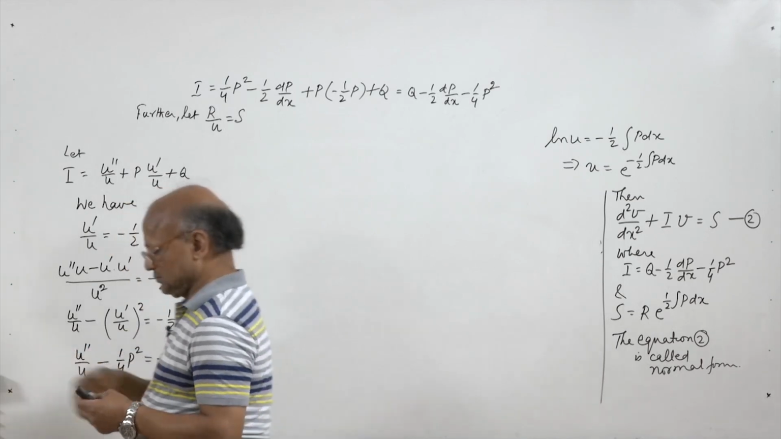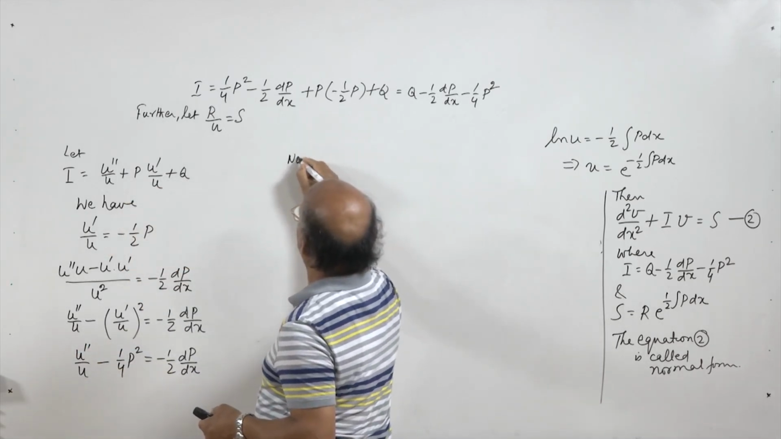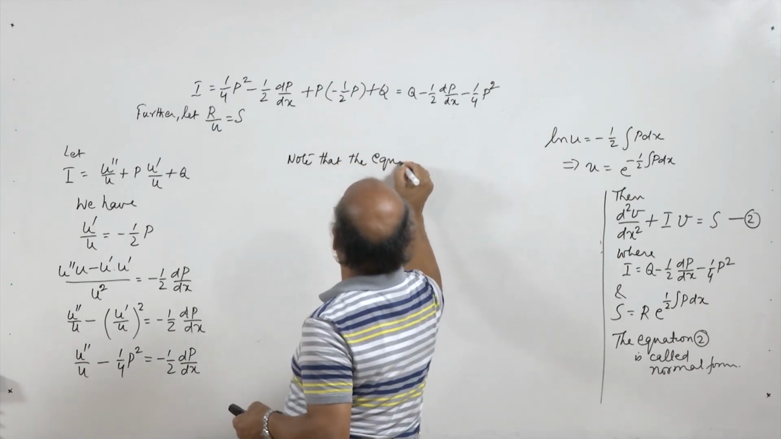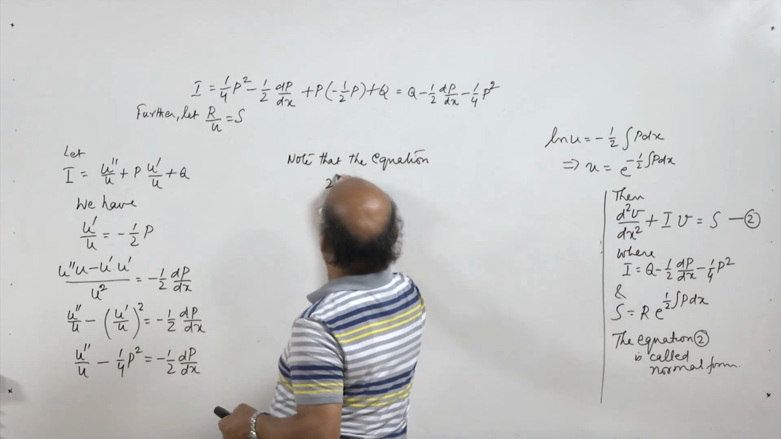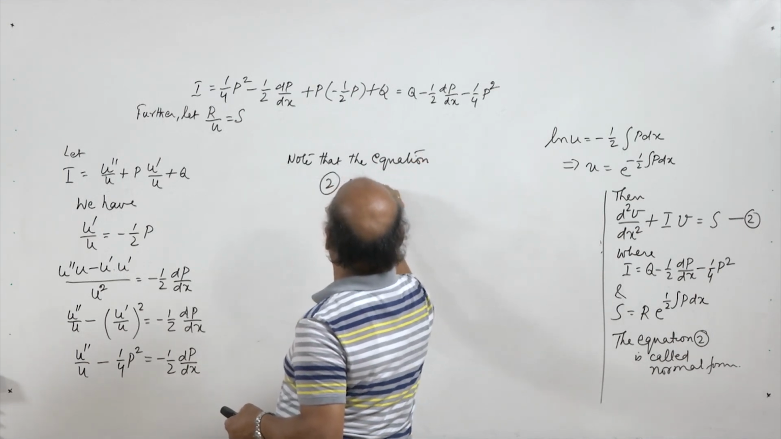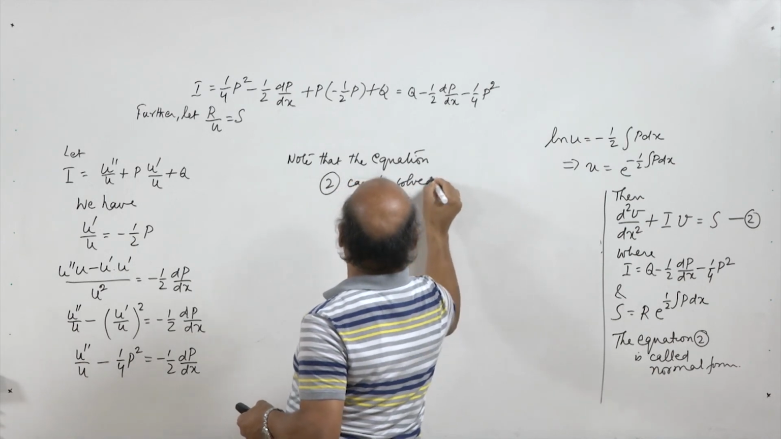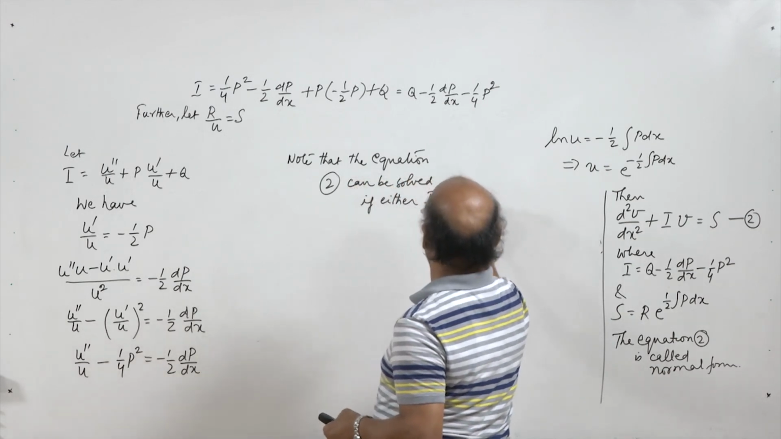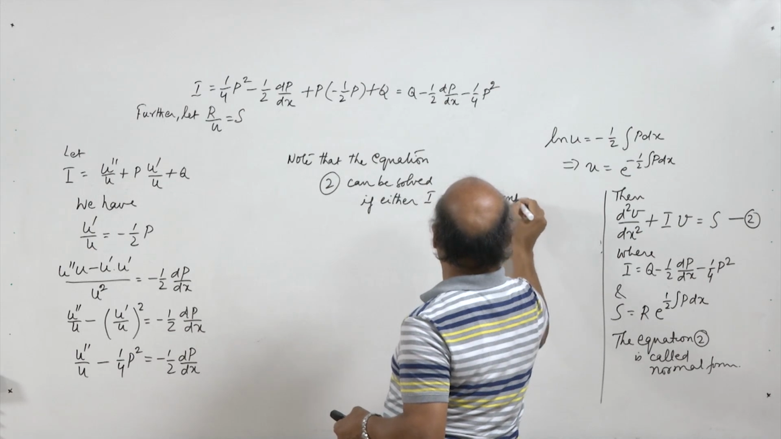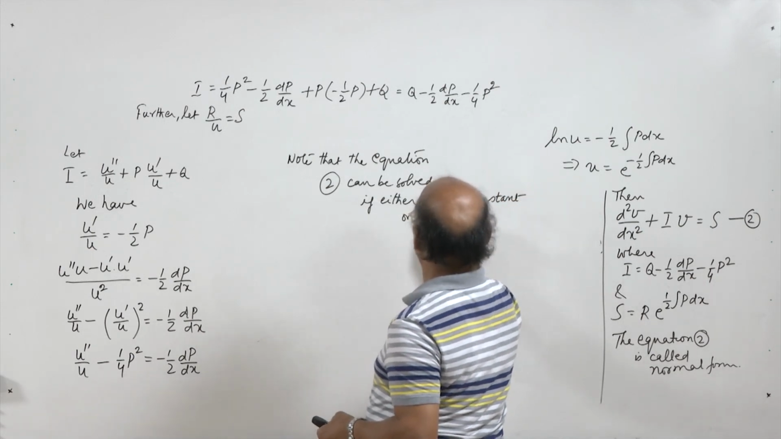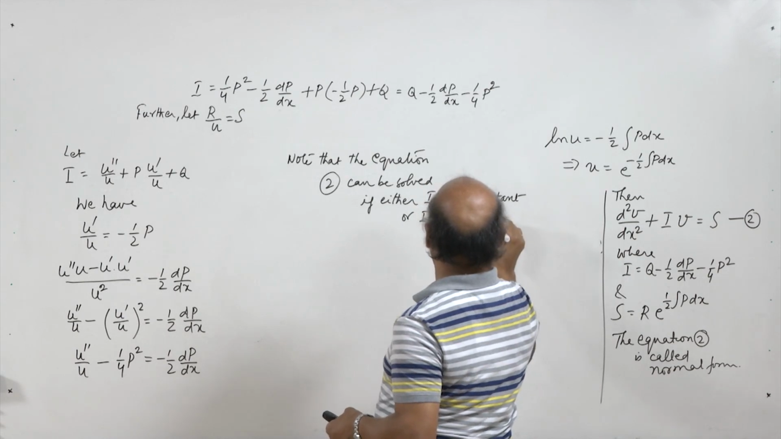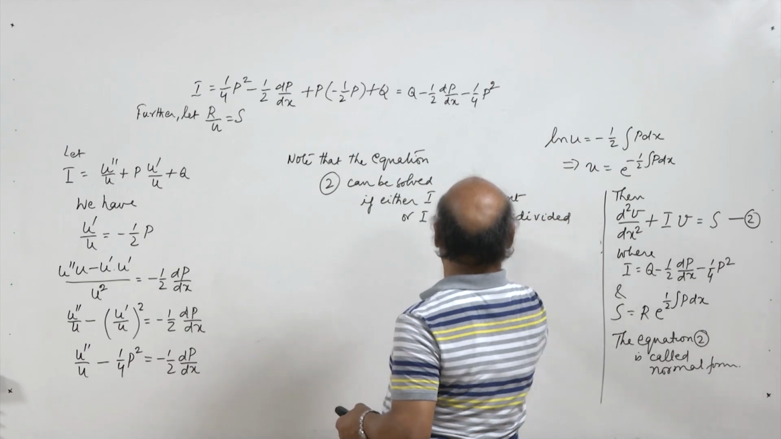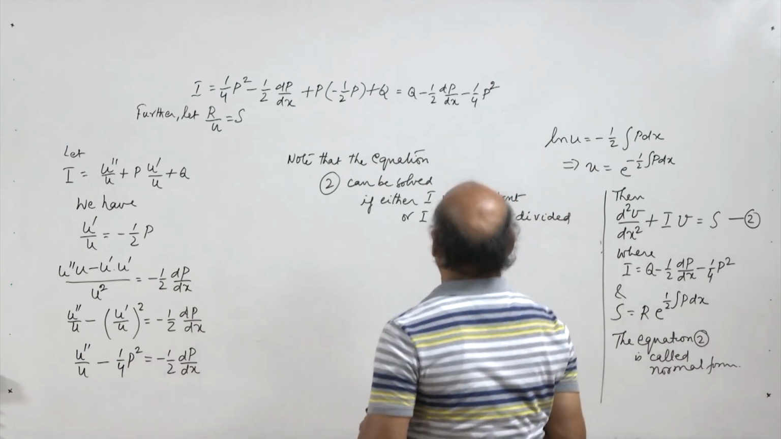So let us note that the equation 2 can be solved if either I is a constant or I is a constant divided by x square.